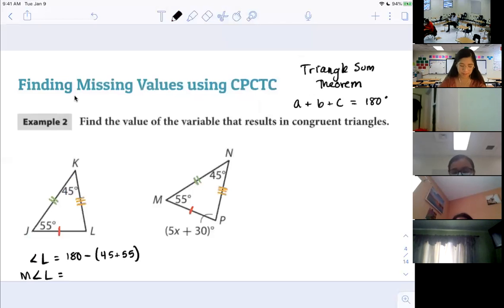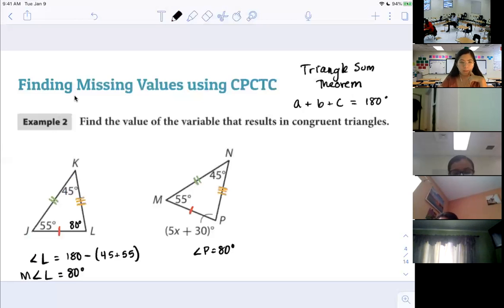Okay, so 45 plus 55 gives me 100. So 180 minus 100 is 80. 80 degrees. So I know that this is 80 degrees. So I know that angle P also has to be 80 degrees. And now I can use this knowledge to set up my equation and solve for x.